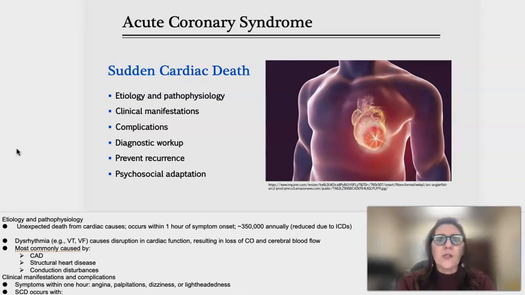So sad. So symptoms within 1 hour can be angina, palpitations, dizziness, or lightheadedness. So there's a different diagnostic workup. We want to prevent recurrence and then psychological adaptation. You hope that you find out about it so that you can then have them get an implantable ICD.